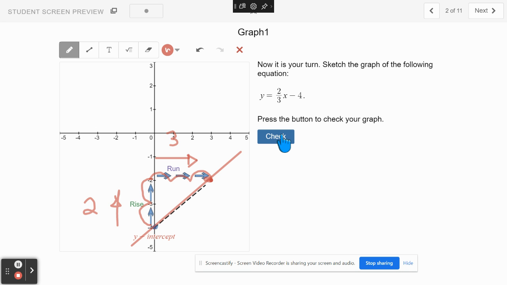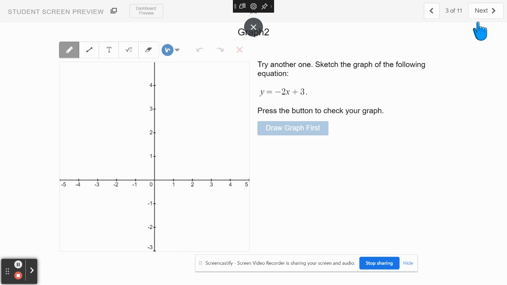We're pretty close, right? We're pretty good. Not bad at all. That's nice. Don't worry if it's not exactly perfect. If you have a good idea of this, it's awesome. That's what I want to see. Okay? All right. Sketch the graph of the following equation.